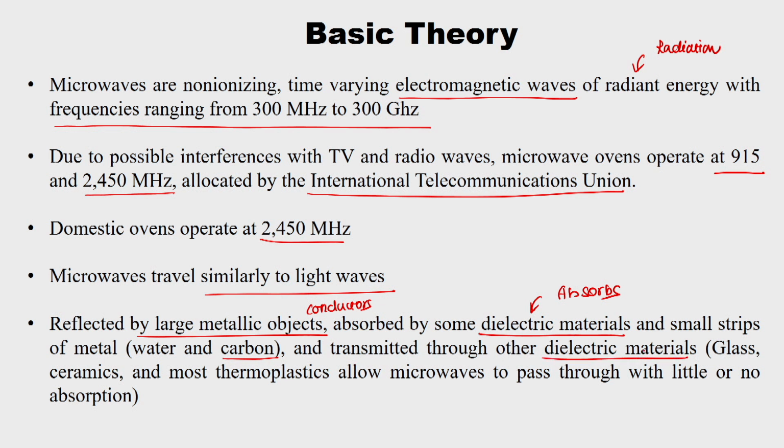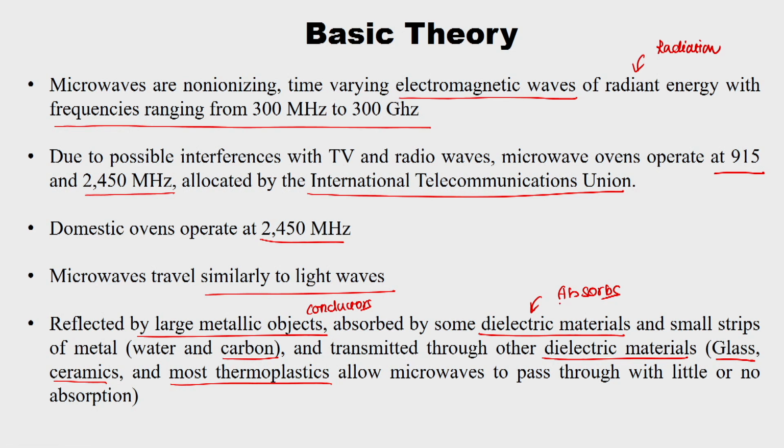There are certain dielectric materials through which microwave is transmitted, which are glass, ceramics and most thermoplastics, which allow microwaves to pass through with little or no absorption. So, these materials can be used as containers, because the microwave has to penetrate through the container to the food material. These are the materials which allow the microwave to pass through, or with little absorption. That means little heating may also be there, right. So, the metallic objects only reflect, and dielectric materials are the ones which absorb the microwave energy, and there are certain dielectric materials which only help in transmitting the microwaves, right.